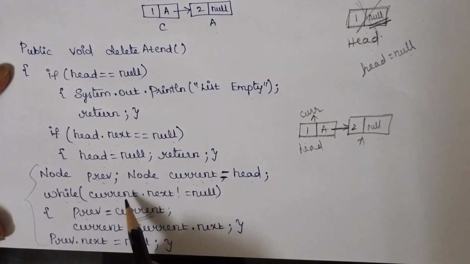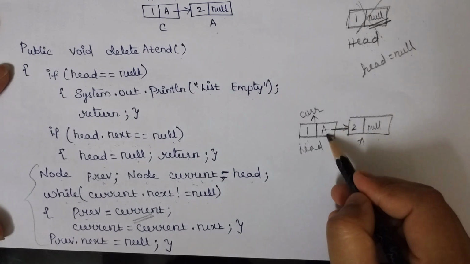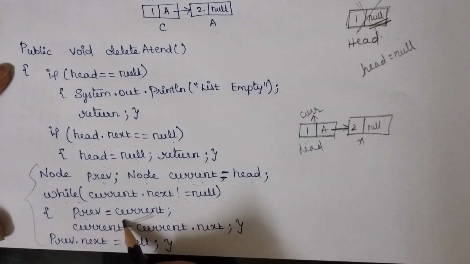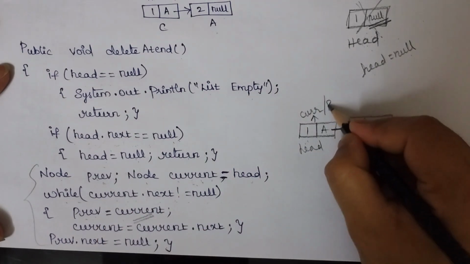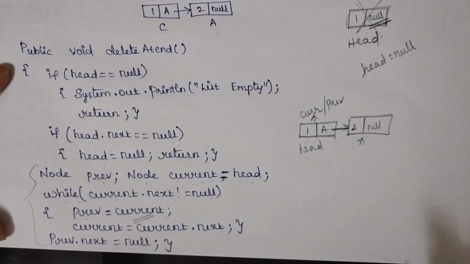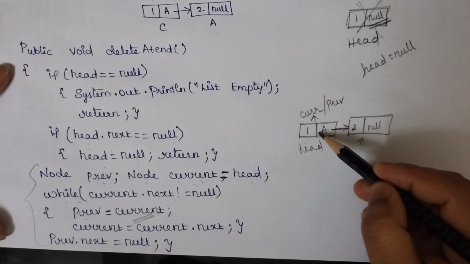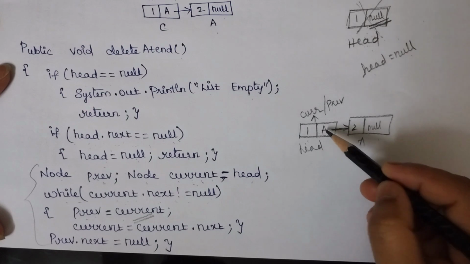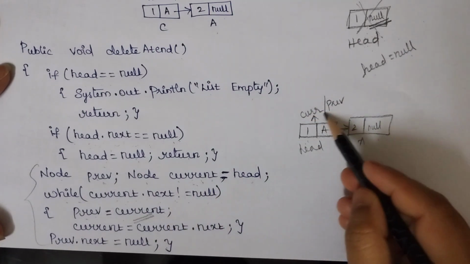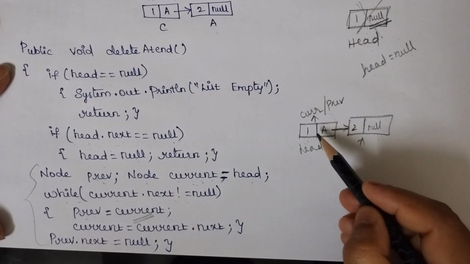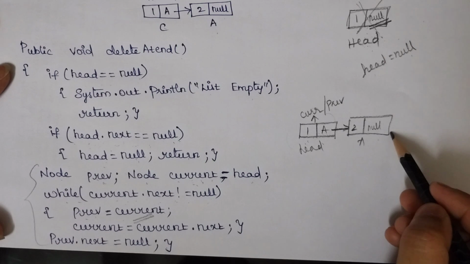You are checking the condition whether current dot next is not equal to null. What is current dot next? A, which is not equal to null. If it is true, you are entering into the loop. Now you are assigning your current node as previous node. Now this node also becomes the previous node. So previous node also refers to the first node now. Current node is also referring to the first node now. Head is also referring to the first node now. But this is not the node I want to delete, because you need to delete the last node. Deletion at end, you need to delete the last node.